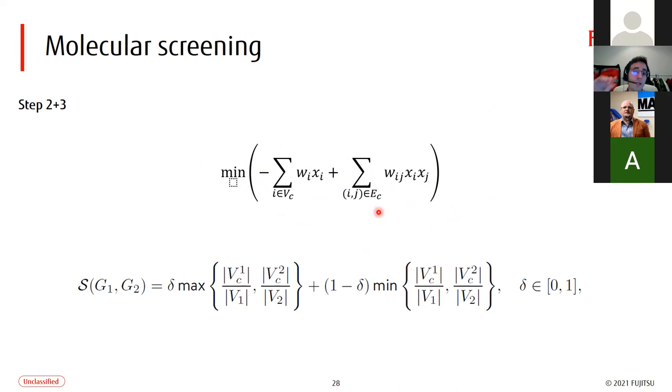After letting digital annealer solve this problem, what we need to do is get a value of similarity between the two graphs that we are comparing. So for the graphs G1 and G2, we need to get some information about it. In this case, we denote V1C and V2C as the vertices, or the nodes, that are in the conflict graph and belong to the first graph and to the second graph, okay? So what we have to do is get the relative number of these nodes that are similar between the two molecules or the two graphs, relative to the graph itself, okay?